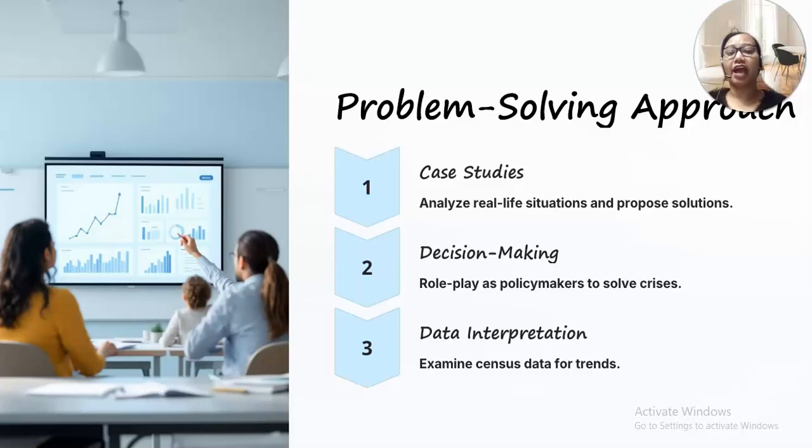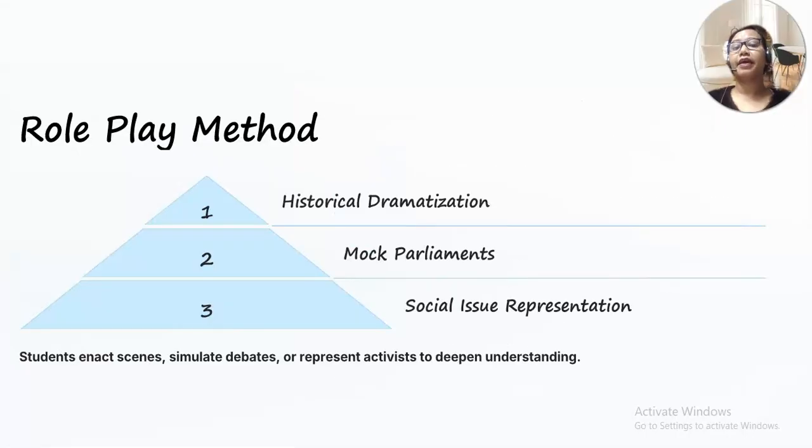Then, after that, we have data interpretation. What you will have to do here, you will have to give students a census table or graph. Ask, what trend do you see? What does it say about literacy? This method teaches thinking, responsibility, as well as analysis skills which are needed for life. Then we come to the next method, and that method is role play method.